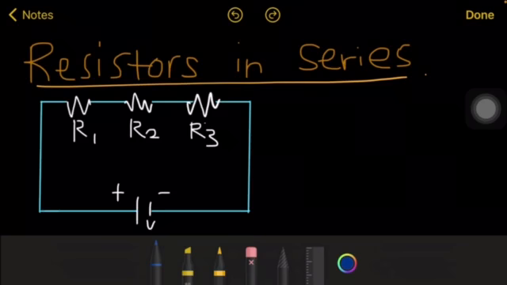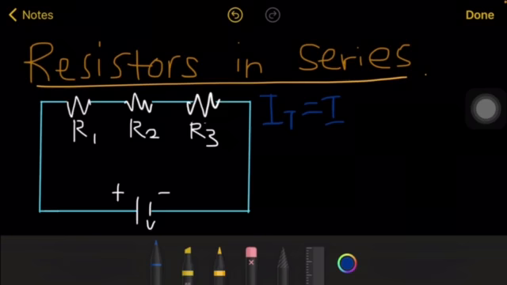Today I'm going to teach you resistors in series. In the figure below we have the circuit arrangement of resistors in series. We have a voltage source and R1, R2, R3 arranged beside each other. As we know, it is the same as the arrangement of capacitors in series, but the difference is that it has the same current, which is I total equal to I1 equal to I2 equal to I3.